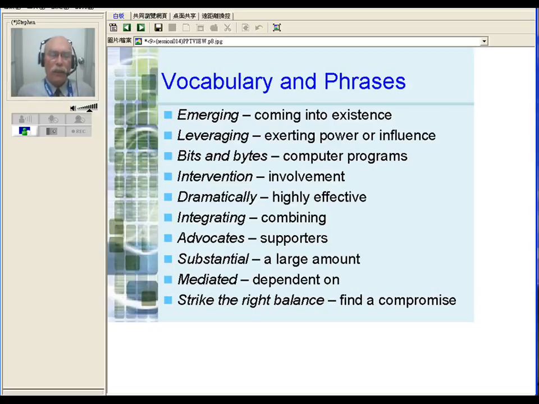Integrating is combining, as we said, and advocates are supporters. And substantial is a large amount, usually, of something, and mediated means dependent on. Okay, so a lot of these new systems are dependent on computers for them to work. And strike the right balance, as we said, is to find a compromise.